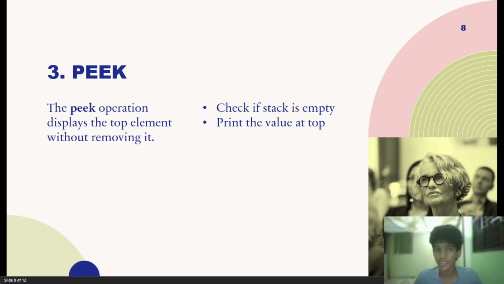The next one is the peek operation. The peek operation allows us to view the top element without removing it from the stack. First, we check whether the stack is empty. If it is not empty, we simply display the value stored at the top node. This operation is useful when we only need to see the current top element while keeping the stack unchanged.